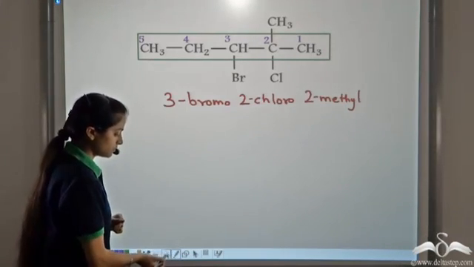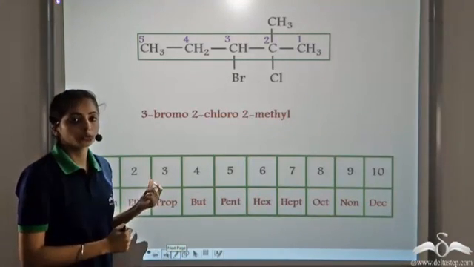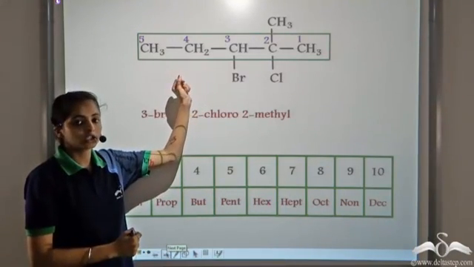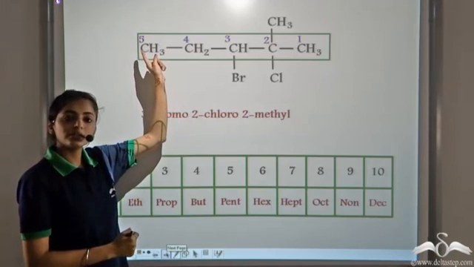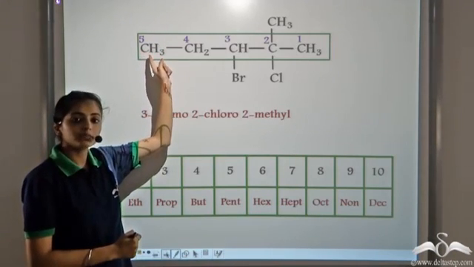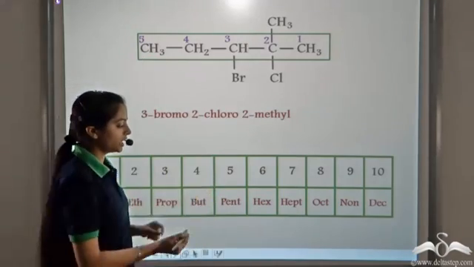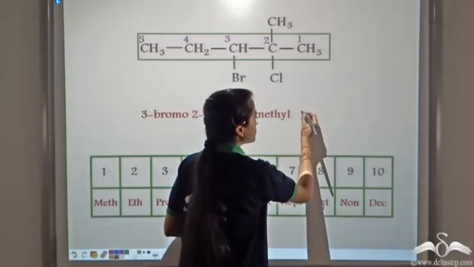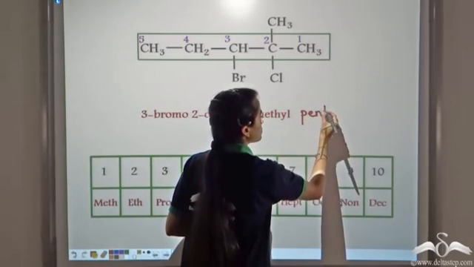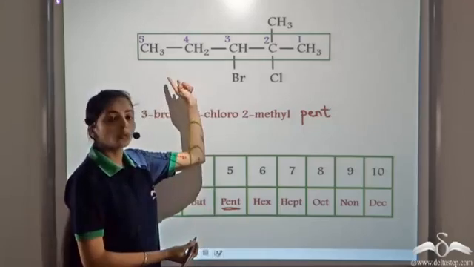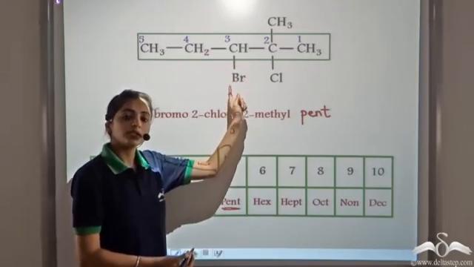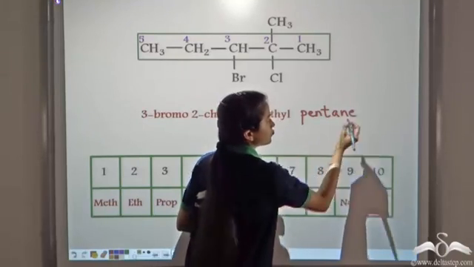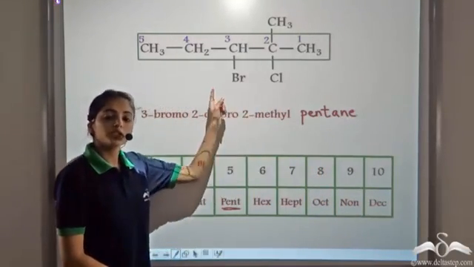Now, our second step is to find the root word. We get the root word by the number of carbon atoms present in the longest chain. In this case, you see that there are 5 carbon atoms in the longest carbon chain. And 5 shows pent. So the root word becomes pent. And since we see only single covalent bonds throughout, that means it is an alkane. So we get the suffix ane. So this is the name of this organic compound.